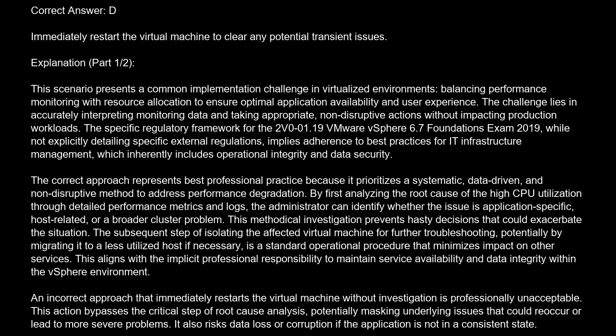The subsequent step of isolating the affected virtual machine for further troubleshooting, potentially by migrating it to a less utilized host if necessary, is a standard operational procedure that minimizes impact on other services. This aligns with the implicit professional responsibility to maintain service availability and data integrity within the vSphere environment.